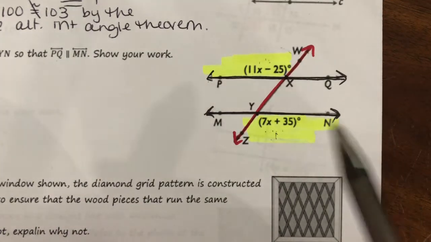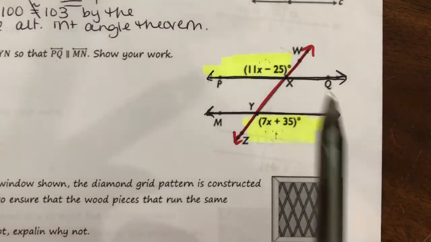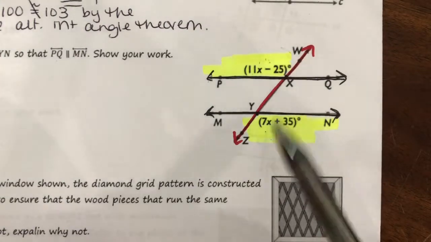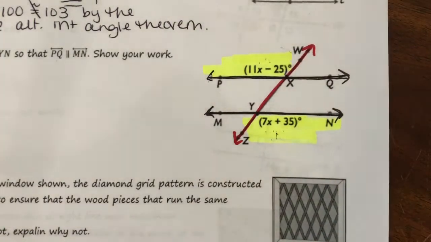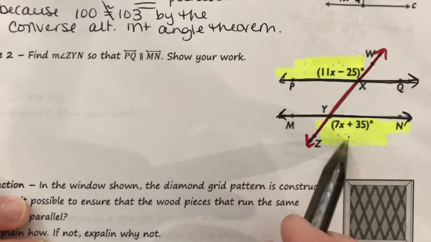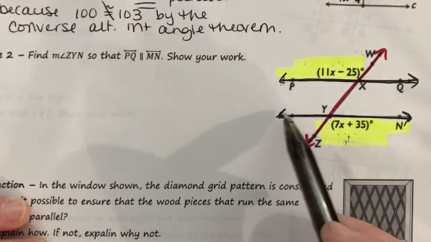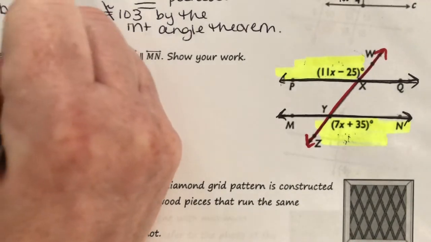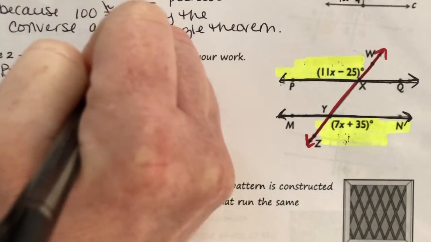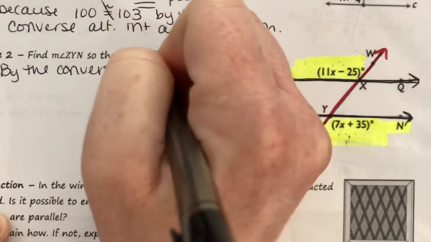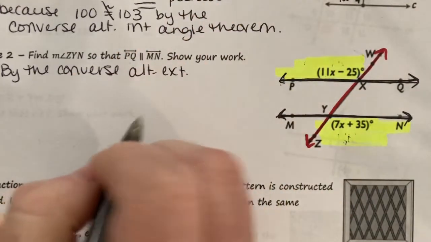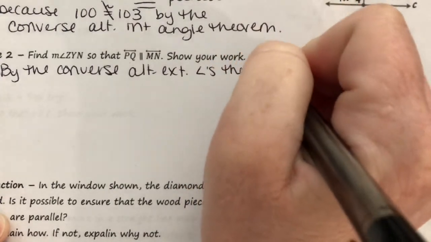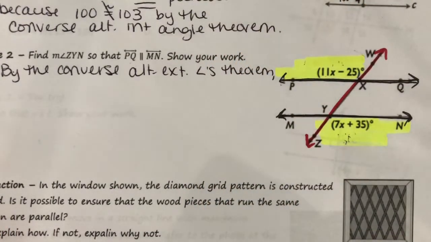It doesn't say to tell what postulate I use, but I am using the converse alternate exterior angle theorem. I'm making my angles congruent, which therefore proves that my lines are parallel. So, by the converse alternate exterior angles theorem. And then I show my work.